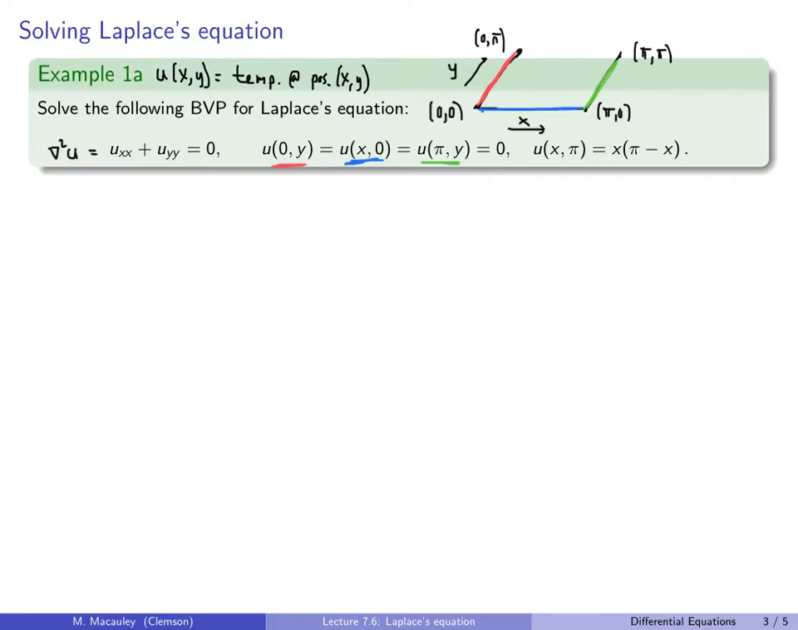And finally, this last condition says that the temperature along the back boundary, where y equals pi, is given by this. Remember, this is a parabola, and it looks like this.